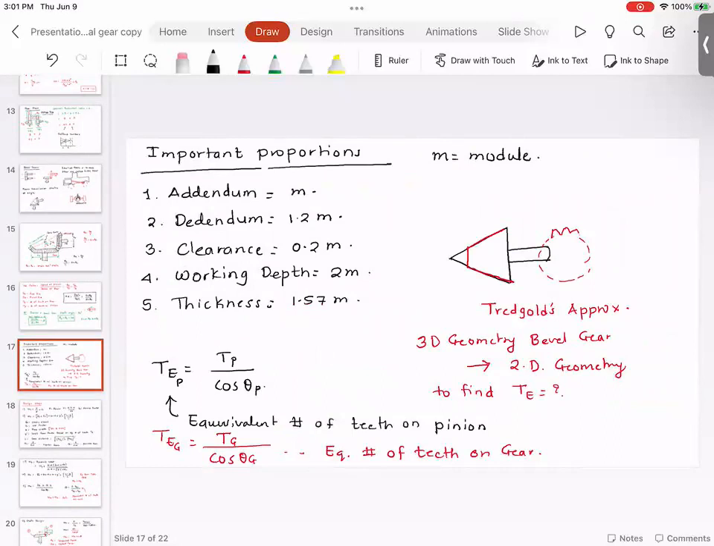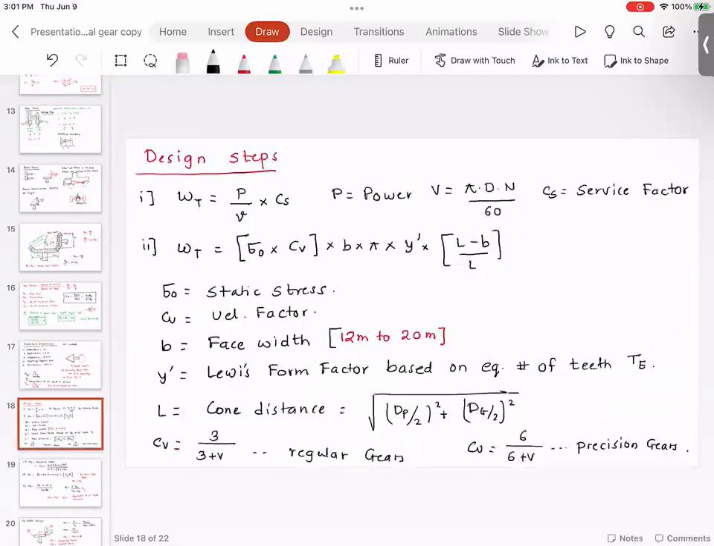And to convert a bevel gear into an equivalent spur gear, we need to use something called Tredgold's approximation that does 3D to 2D mapping. And the result of this approximation is that the equivalent number of teeth is the number of teeth on the bevel gear divided by the cosine of the semi-cone angle.